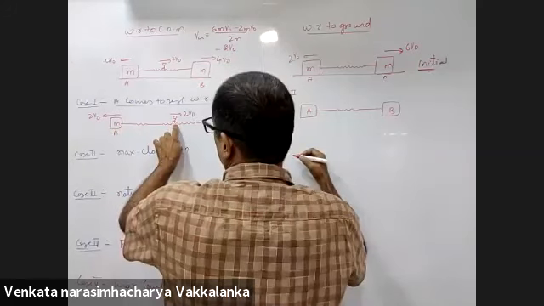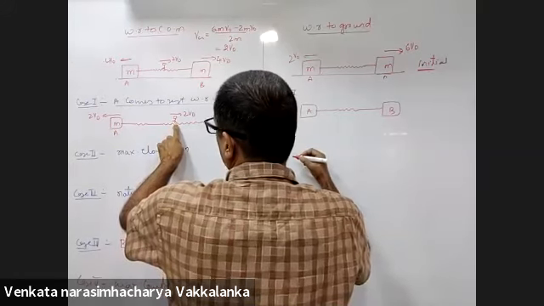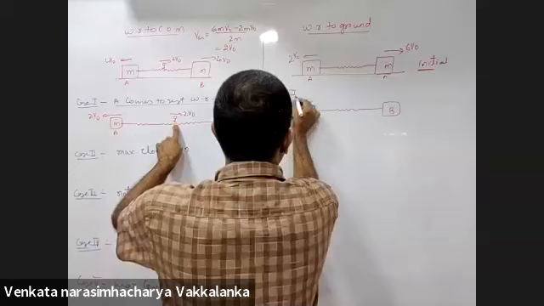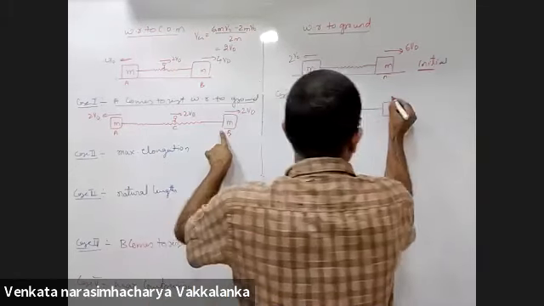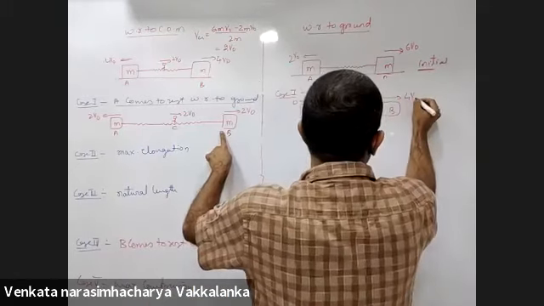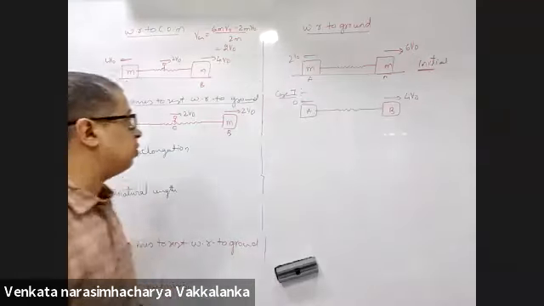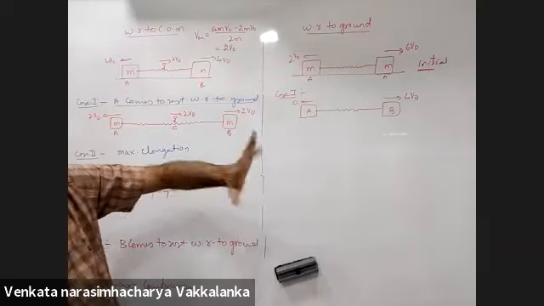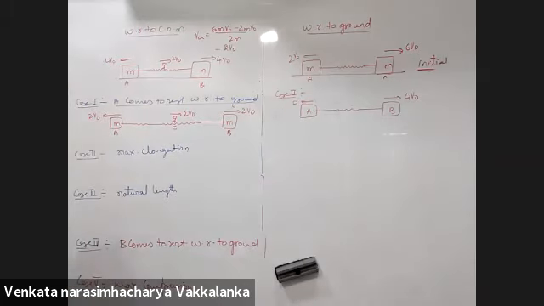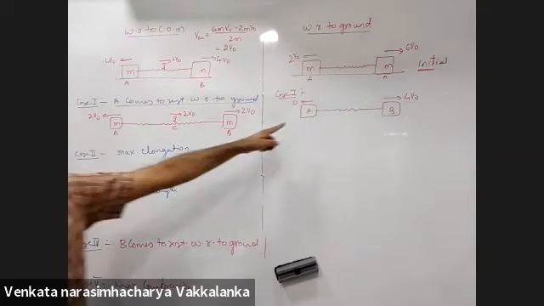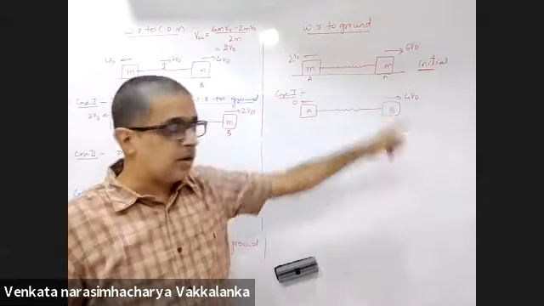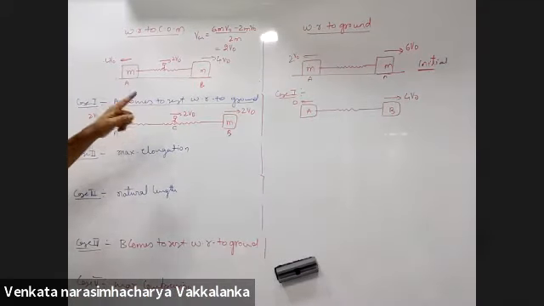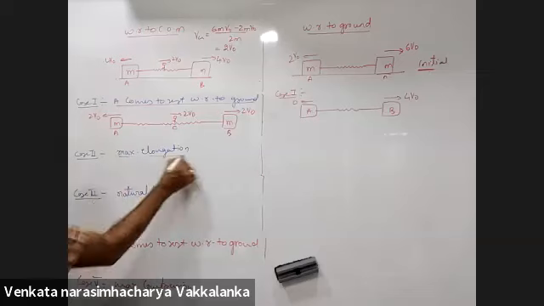Velocity of A with respect to center of mass? Zero. Plus velocity of center of mass with respect to ground. Here velocity will be 4v0 with respect to ground. Velocity of B with respect to center of mass plus velocity of center of mass with respect to ground. First case, with respect to ground, velocities will be 0 and 4v0. A comes to rest with respect to ground.